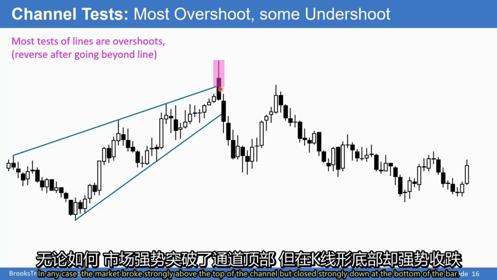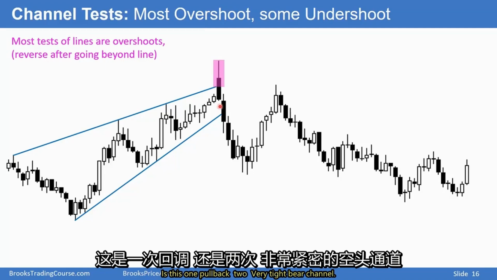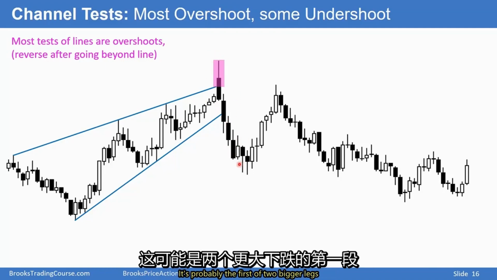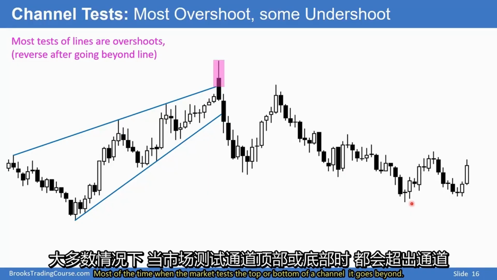In any case, the market broke strongly above the top of the channel, but closed strongly down at the bottom of the bar. Chances are the market's going to have at least a couple legs down. Is this one pullback 2? Very tight bear channel. It's probably the first of 2 bigger legs. So 1 pullback and then 2 or 2.